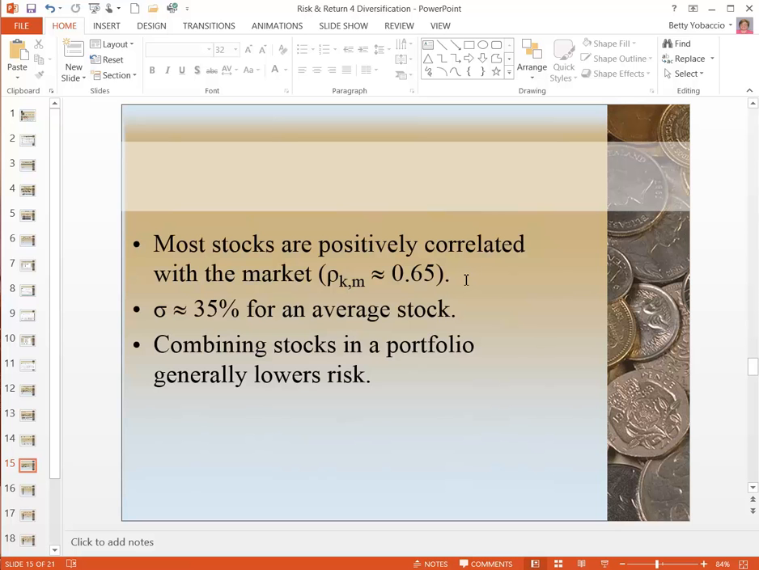Correlation with the market of 0.65. Similarly, the average stock has a standard deviation of 35%. So given the fact that correlation is less than perfect, there is some room for working the magic of diversification.